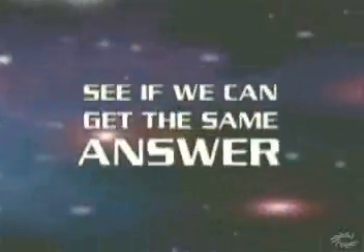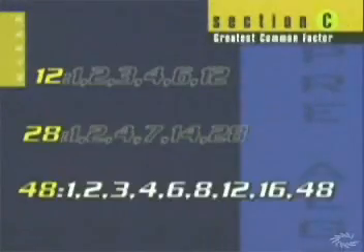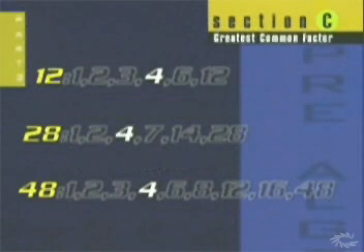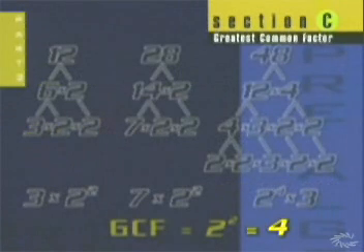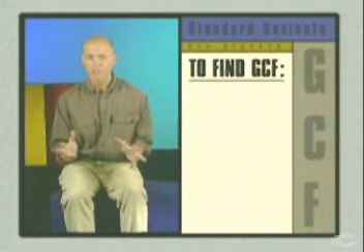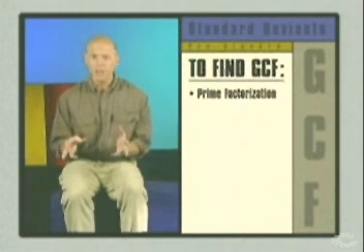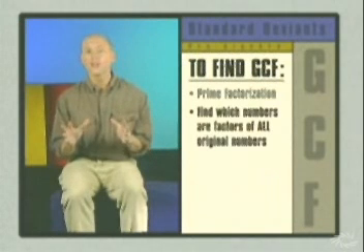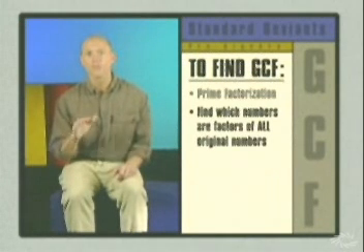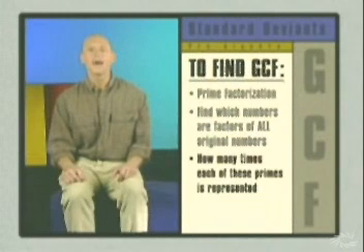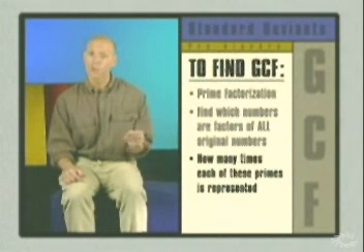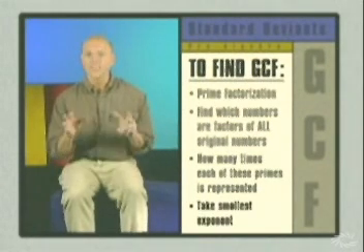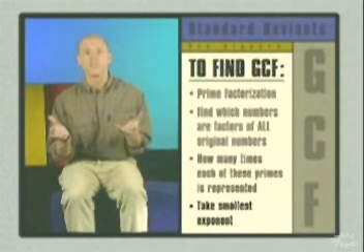A great way to check our work is to list the factors like we did in the first method and see if we got the same answer. See how when we list out the factors in whole numbers, 4 is the GCF. That means we did our factoring correctly. So, when we're looking for the GCF, first we want to get the prime factorization of our numbers. Then figure out which prime numbers are factors of all our original numbers, and how many times each of those prime numbers is represented. Then, we take the smallest exponent, and we've got our GCF.